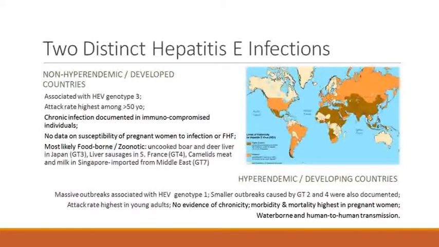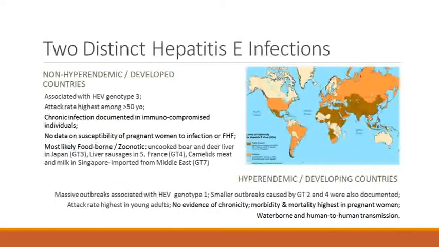There are 2 distinct hepatitis E virus infections. First is the infection that occurs in non-hyperendemic countries, or so-called developed countries, and this infection is associated mostly with hepatitis E virus genotype 3. The attack rate of this infection is highest among people who are older than 50, and chronic infection was documented in immunocompromised individuals. There is no data on susceptibility of pregnant women to the infection and fulminant hepatic failure.